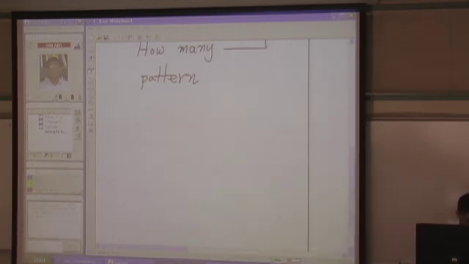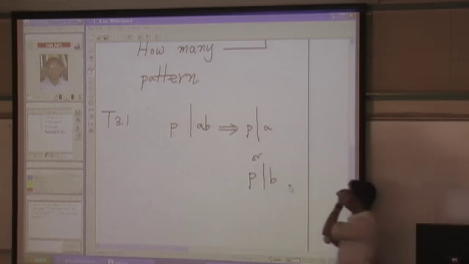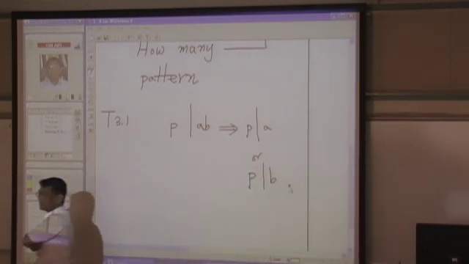So the definition part is already done, and the next thing is the theorem. It is almost the same theorem that I explained. Theorem 3.1: if P is a prime and P divides AB, then P divides A or P divides B. The other direction is trivial, right? The other direction is trivial.